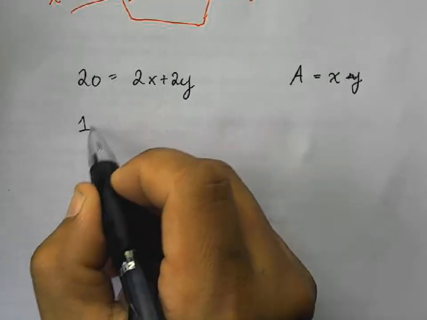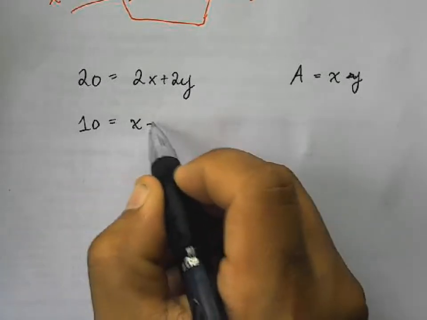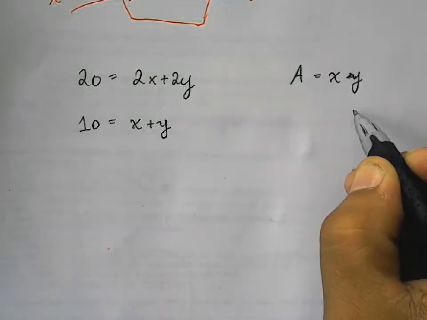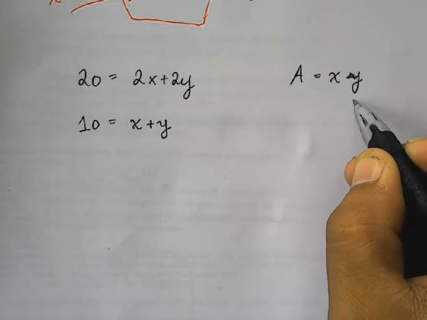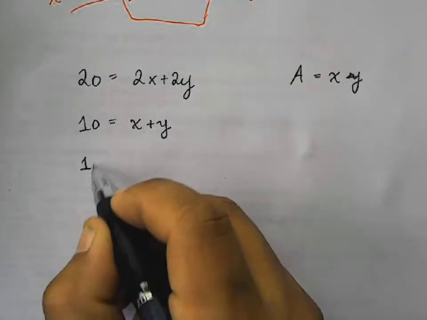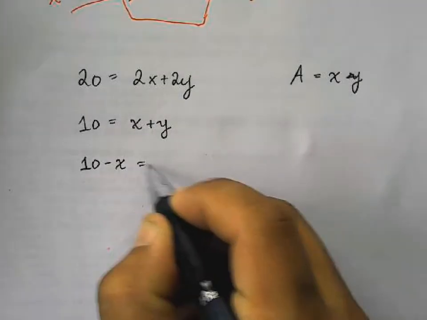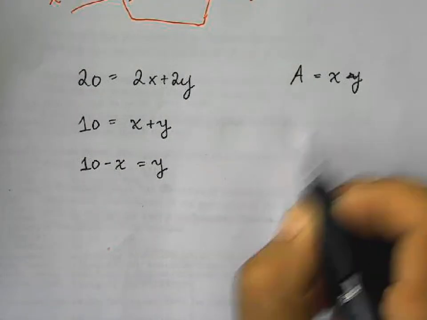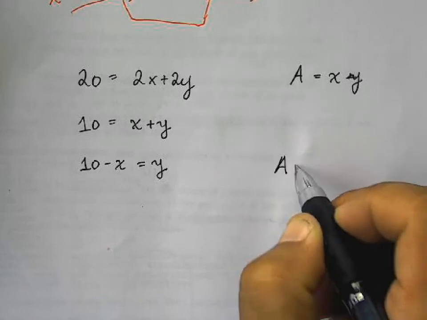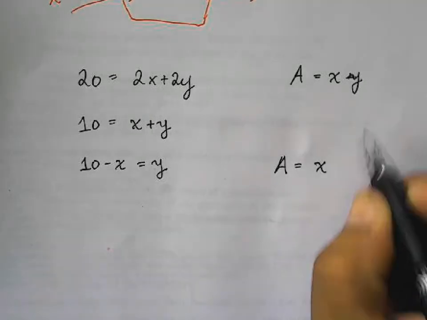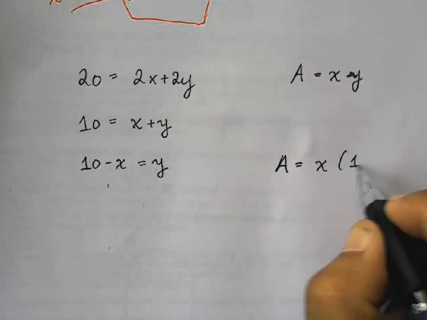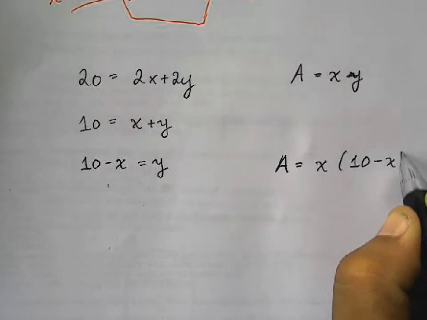So I can divide both of these by 2, so I get 10 equals x plus y. And then I am going to solve for y. I'm going to get rid of y in this other equation. So 10 minus x is equal to y. Then I'm going to take this and substitute it into the area equation. So the area is equal to x times y, but y is equal to 10 minus x. So I'll write it this way.